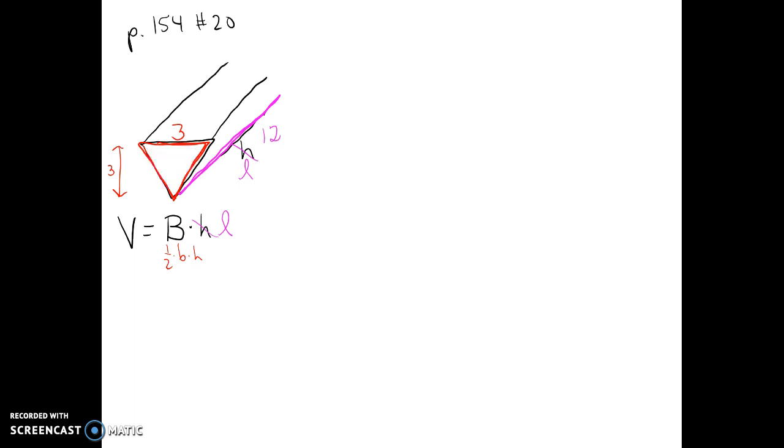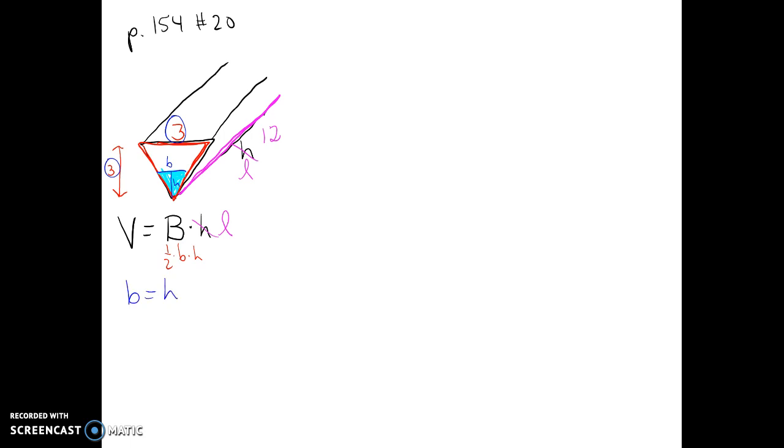then when it's filling with water, it would create a similar triangle with a base of B and a height of H, but the base and the height would be the same, just like the 3 and the 3 are the same. So B is equal to H.